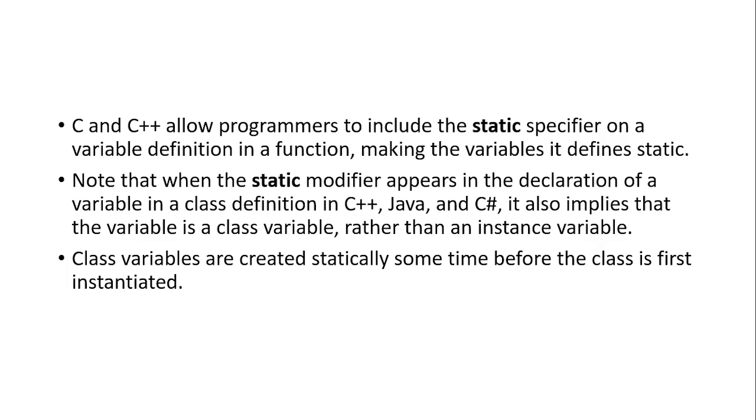C++ allows programmers to include the static specifier on a variable definition in a function, making the variables it defines static. In C or C++ languages, we need to explicitly define it as static, so we can use the static keyword to define that particular variable as static. Note that when the static modifier appears in the declaration of a variable in a class definition in C++, Java and C#, it also implies that the variable is a class variable rather than an instance variable, because it is static. So different instances will have the same value for that particular variable.